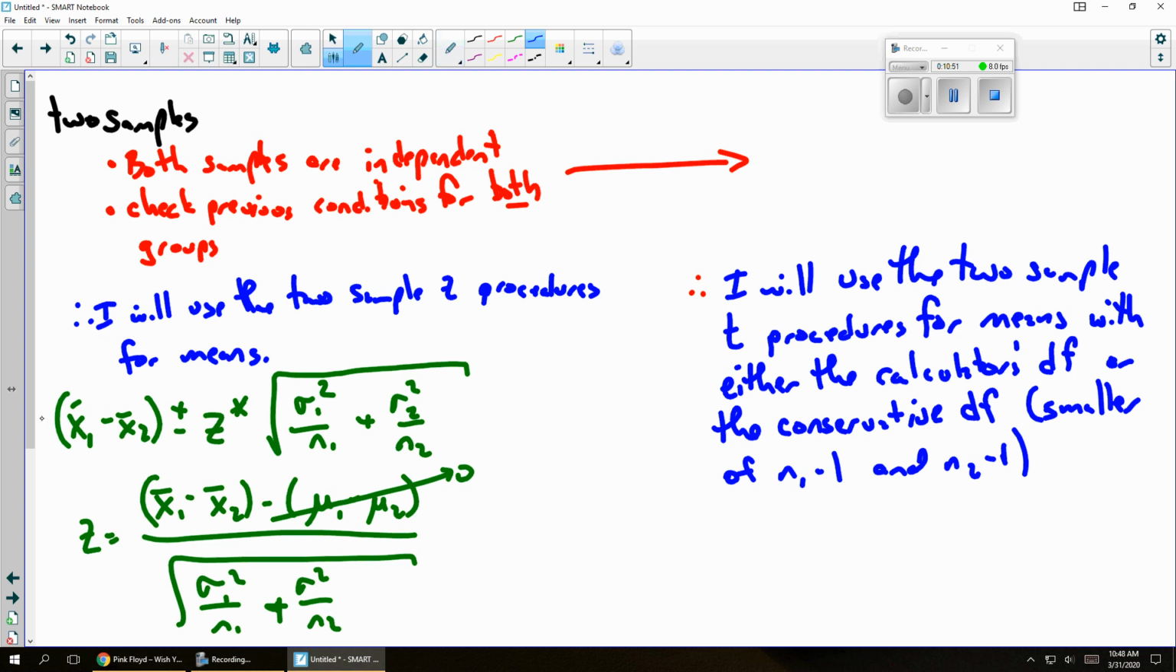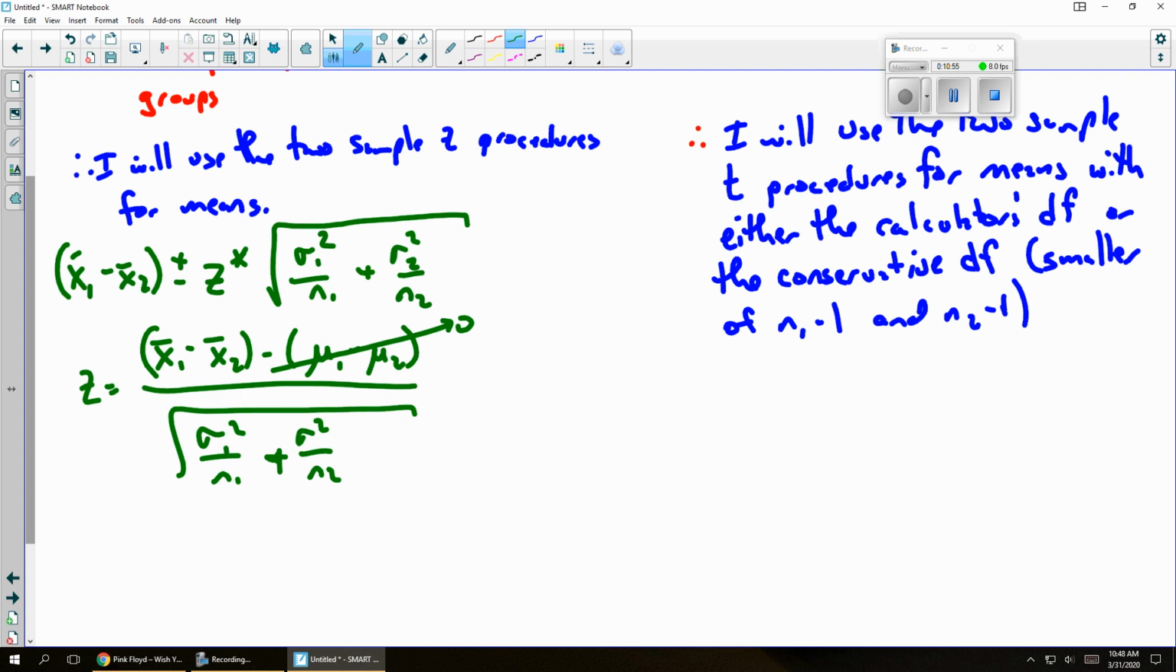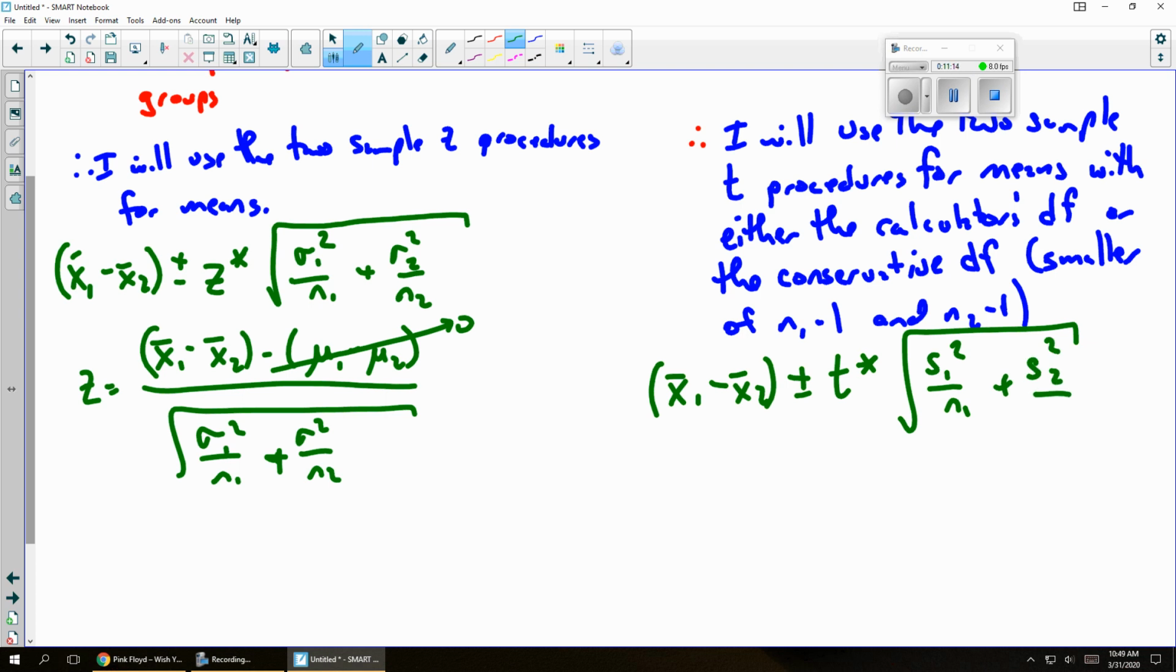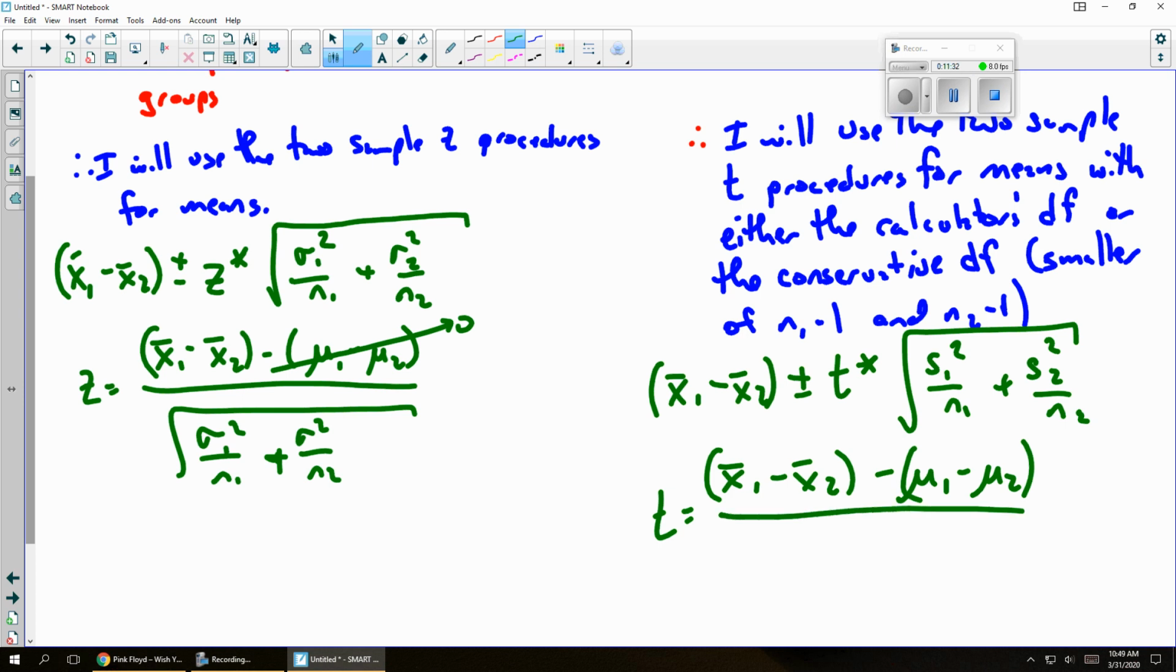And then my formulas look very, very similar to what I did on the left in green, except I'm going to use T instead of Z, and I'm going to use S instead of sigma. So it looks like this. X bar 1 minus X bar 2 plus or minus T star times the square root of S1 squared over N1 plus S2 squared over N2, or T equals X bar 1 minus X bar 2 minus mu 1 minus mu 2. And again, that part is probably going to go away, at least in the intro stat course that we were covering. Over the square root of S1 squared over N1 plus S2 squared over N2. And there's my formula for the test.